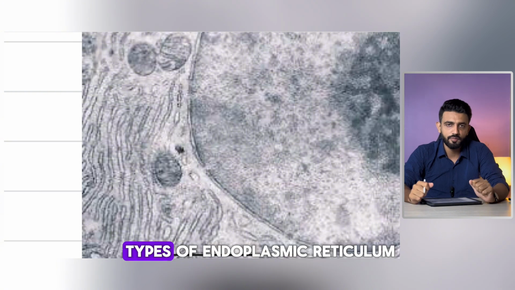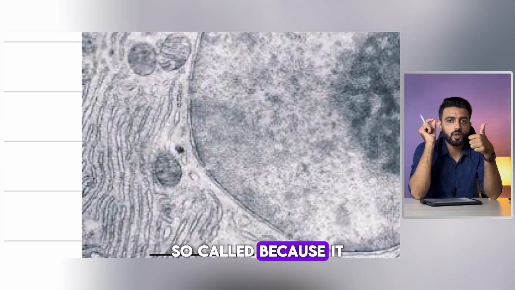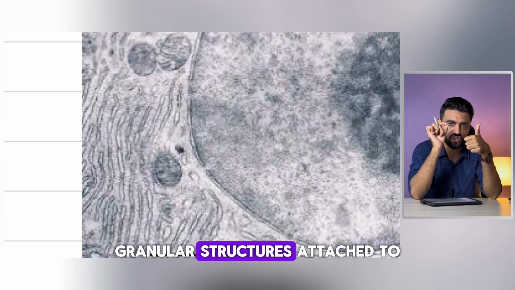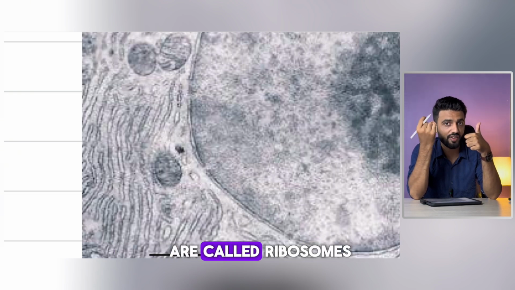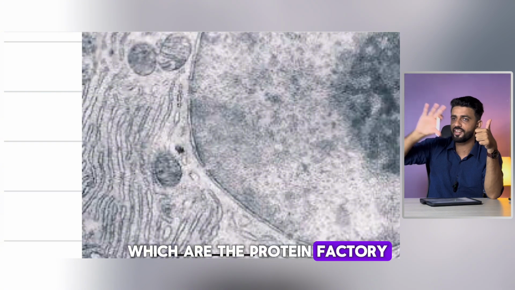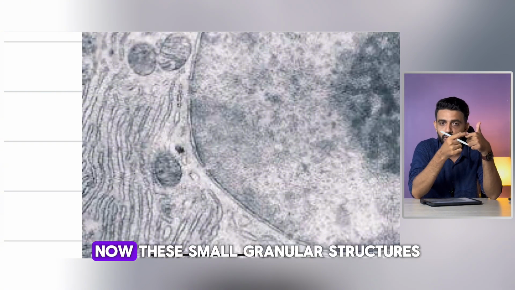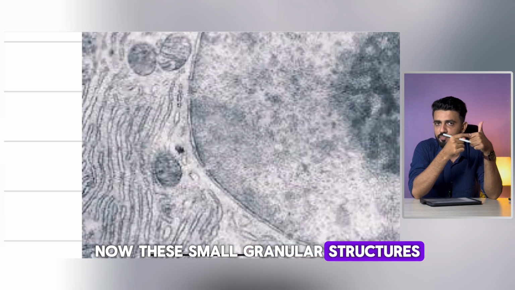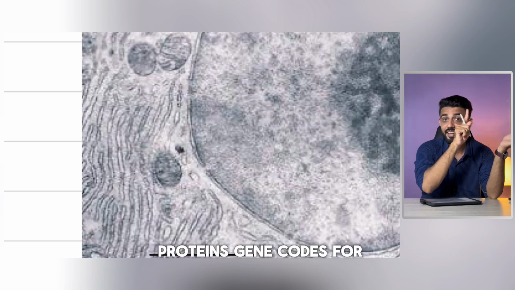We have two different types of endoplasmic reticulum. We have the rough endoplasmic reticulum, so called because it has small granular structures attached to its surface. These small granular structures are called ribosomes, which are the protein factory. Let's keep it here, which I will pick up later. Now, these small granular structures, the ribosomes, are the protein factory. They make all the proteins.